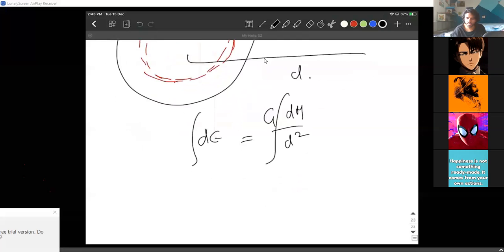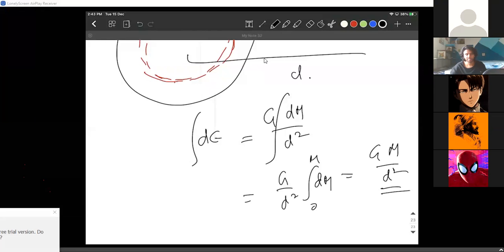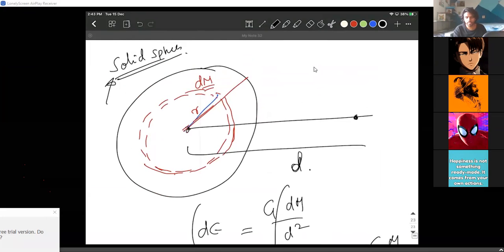All you have to do is integrate G by d square, integral dm, 0 to M. The answer is GM by d square. That's it. I hope you get the point clearly. Because for all the hollow spheres, the distance is d only from the center, no matter which hollow sphere you're considering. It's as if you're writing all the fields because of all the hollow spheres, which is G dm.